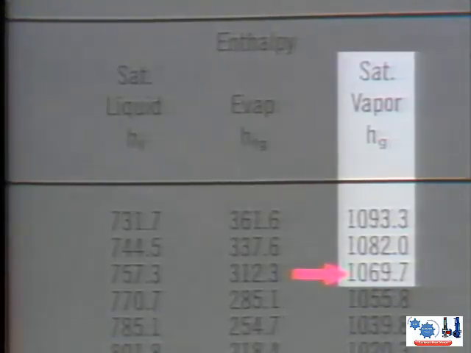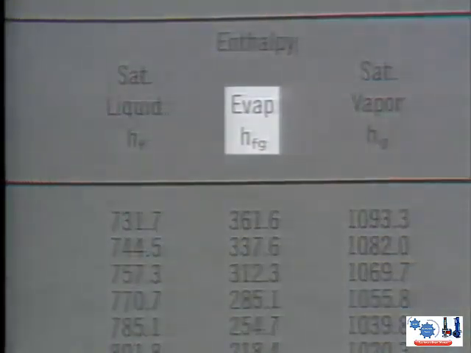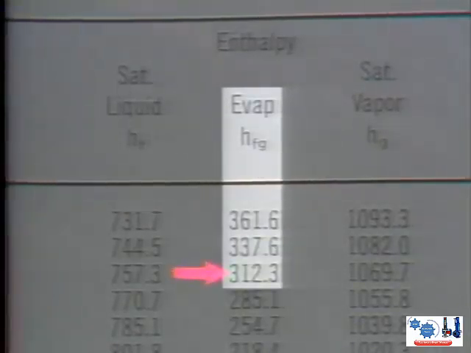It's 1069.7 BTUs per pound. And if we need to know the amount of heat needed to change saturated water completely into saturated steam, the latent heat of vaporization, we check the column headed evaporation H sub FG and find that we need 312.3 BTUs per pound. If you take the time to actually calculate the difference between H sub F and H sub G, you'll find that the value determined this way doesn't exactly equal 312.3 BTUs per pound.